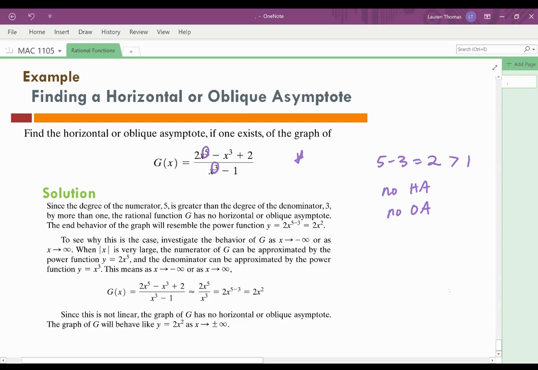The difference between your degrees can only be by 1. Anything greater than 1, you're not going to have one or the other. So be careful, because they will throw problems at you like that that will trip you up. So remember, you can't have horizontal and oblique asymptotes on the same graph, and you will have neither if the difference in the degrees that you've been given is greater than 1. So be careful.